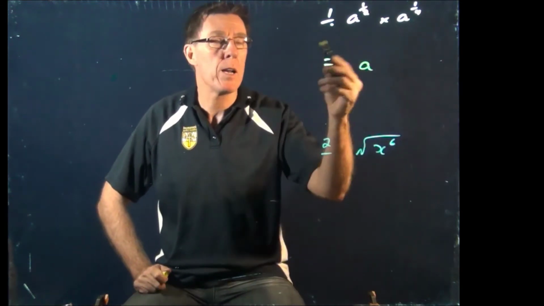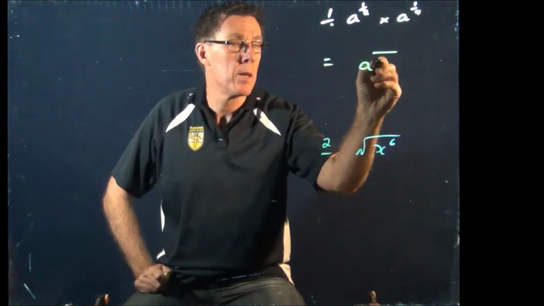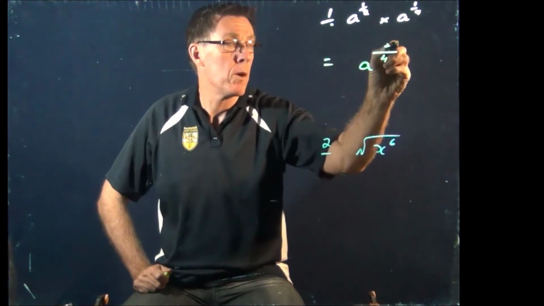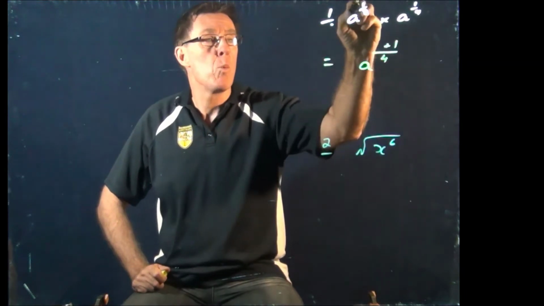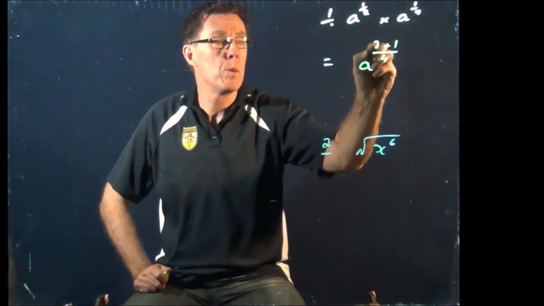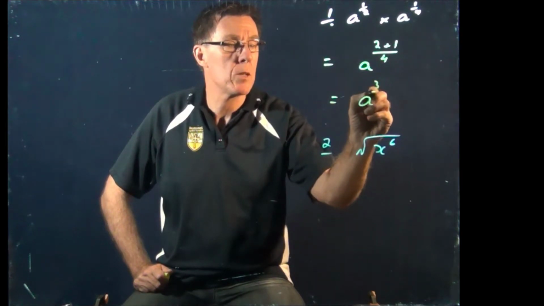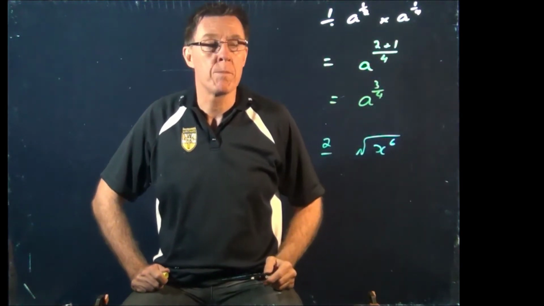Now, when adding fractions, you've got to have a common denominator. A good common denominator will be 4. That one's already over 4. So 1/2 as a fraction over 4 will be 2 over 4. Final answer, 8 to the 3/4.